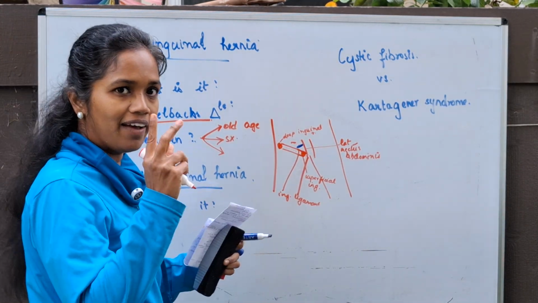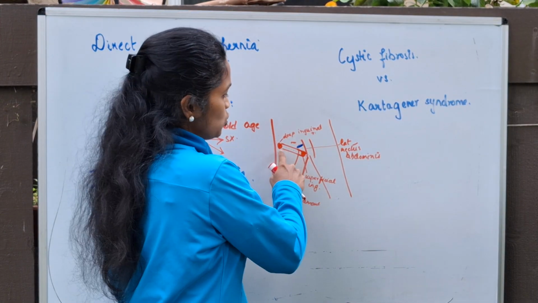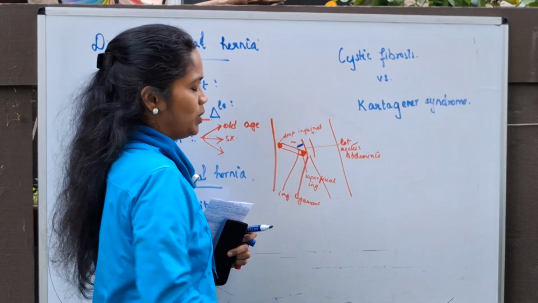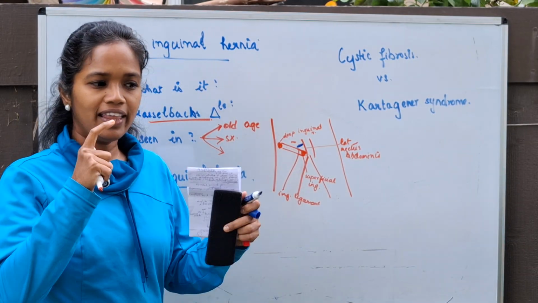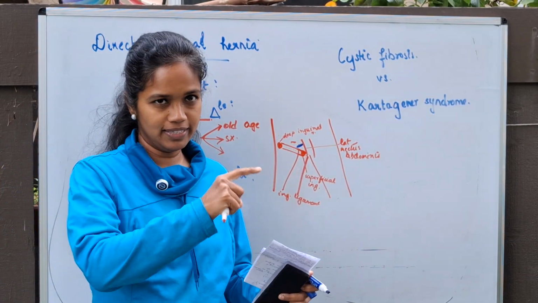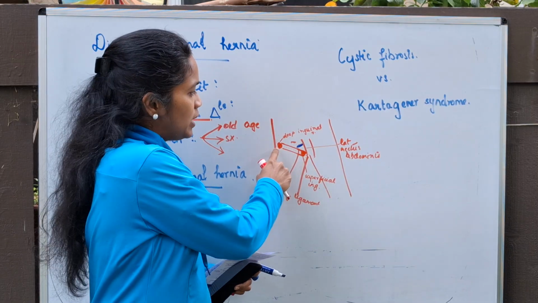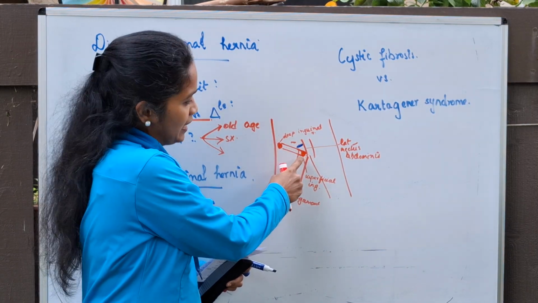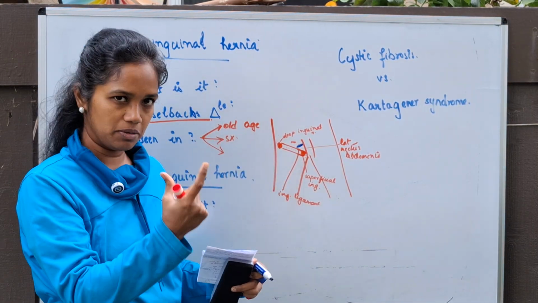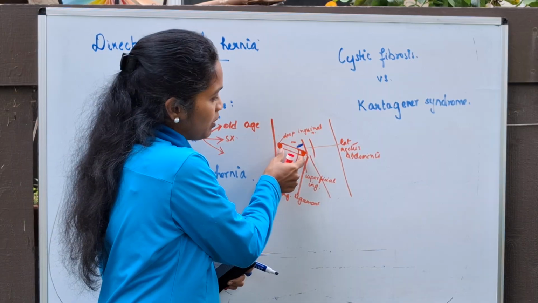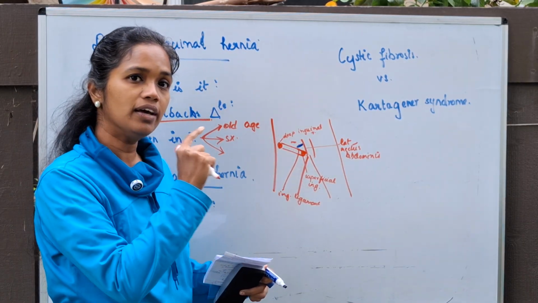In inguinal hernia, we have two rings. That is, one is the deep inguinal ring and the other one is the superficial inguinal ring. They are kind of a defect in this area. So the deep one is the one which is present laterally and the superficial one is the one which is present medially. The part which is connecting both is the inguinal canal.